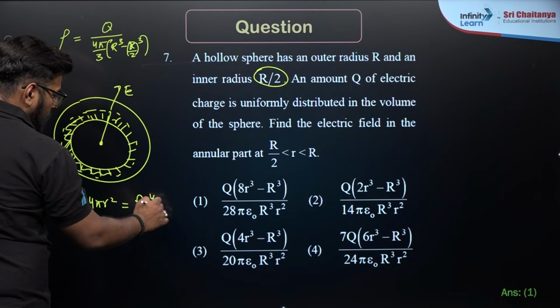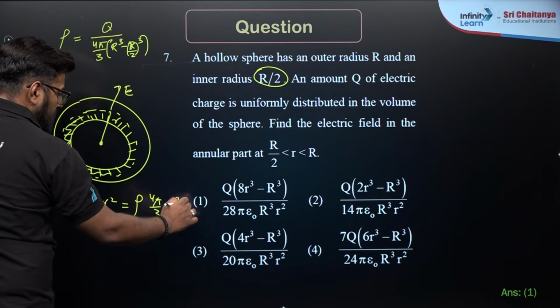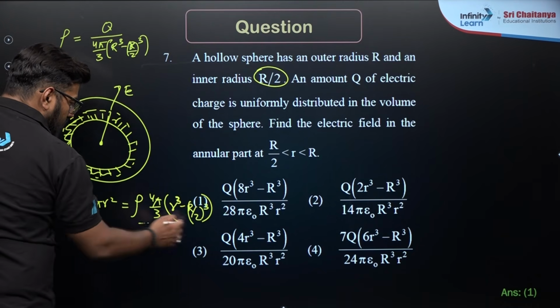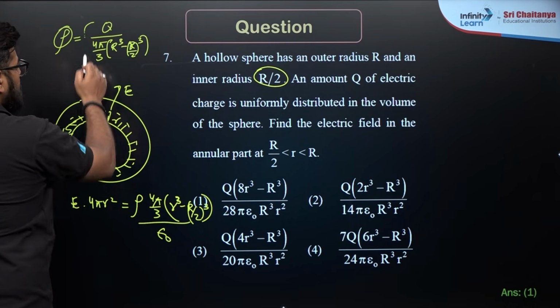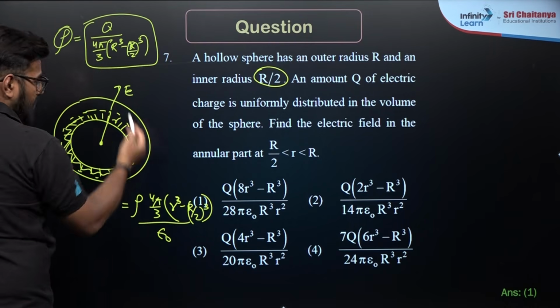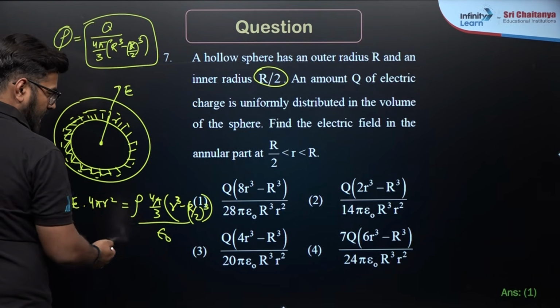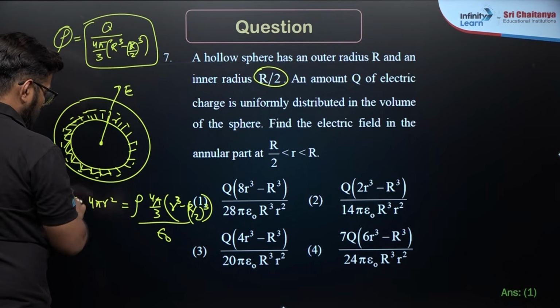It is again going to be 4 pi by 3 into small r cube minus R by 2 whole cube. This is the Q enclosed, whole divided by epsilon naught. Now keep the value of rho as this. You will see 4 pi by 3 getting cancelled, and finally you will get the answer in terms of that only. Whatever is the value, you just need to keep it over here.